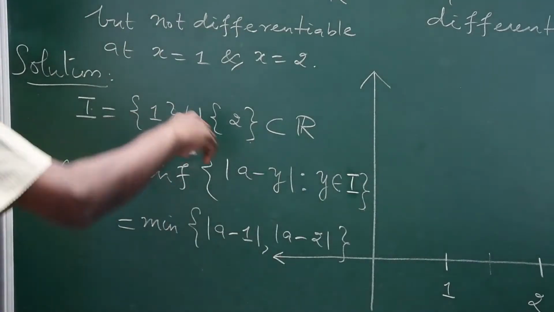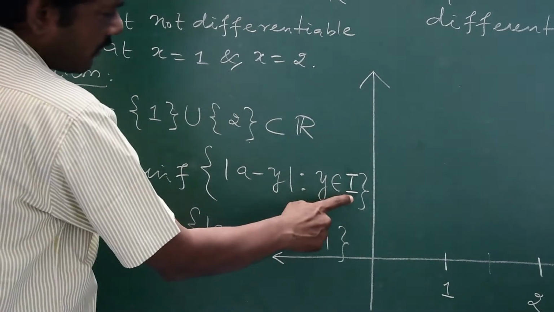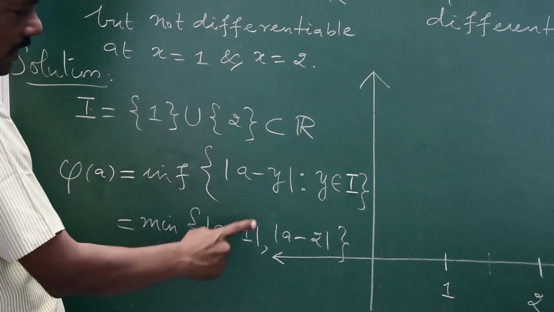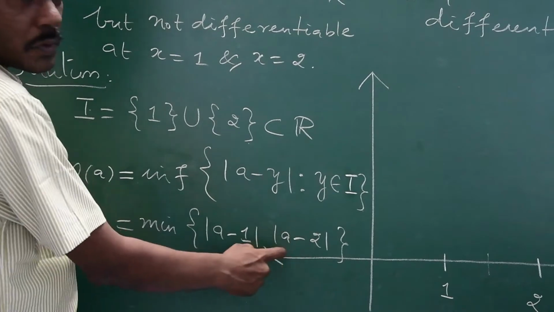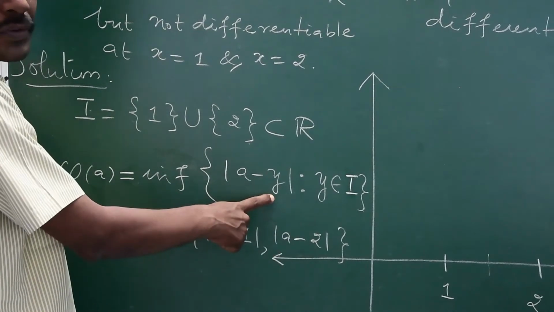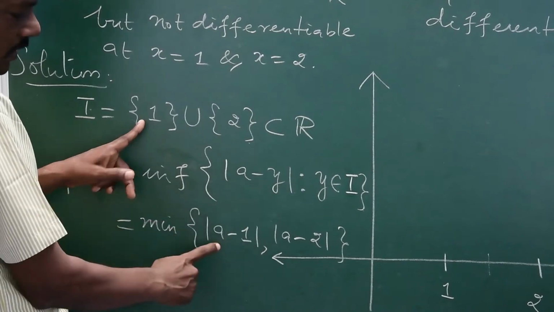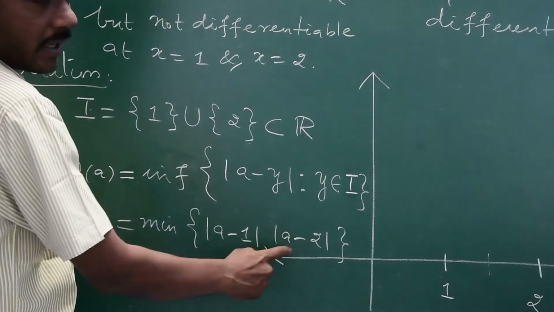Now what are the two possibilities? Since I is a set containing only 2 points, let us replace this y by 1 and 2. So you can give values for y. It can be either 1 or 2. When it is 1, we write mod a minus 1. When it is 2, we write mod a minus 2.